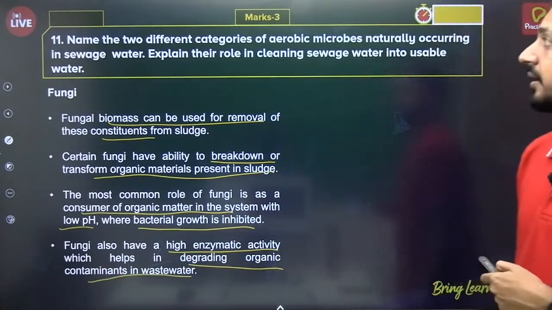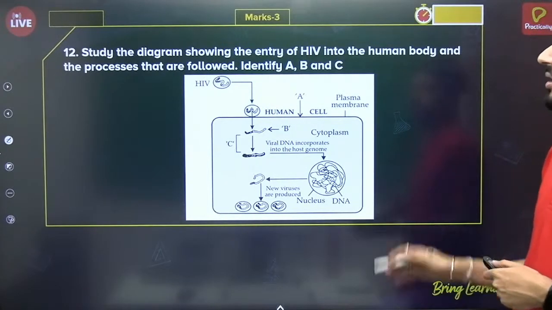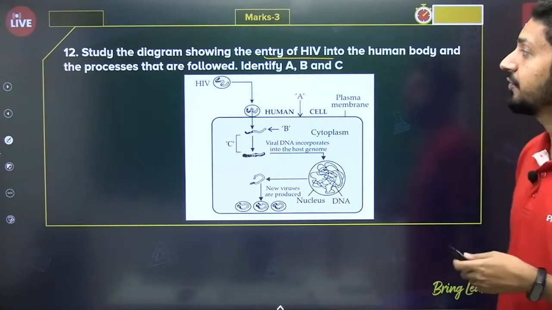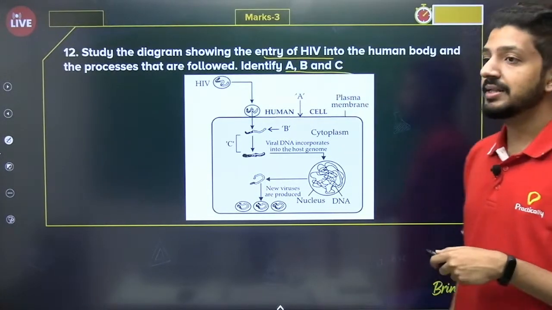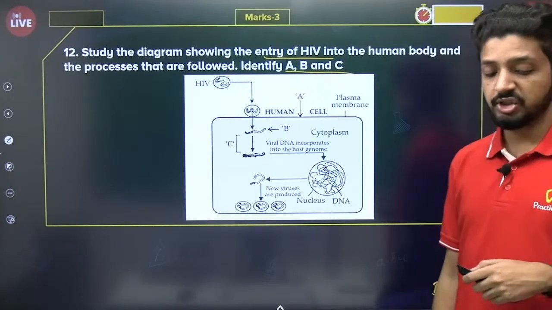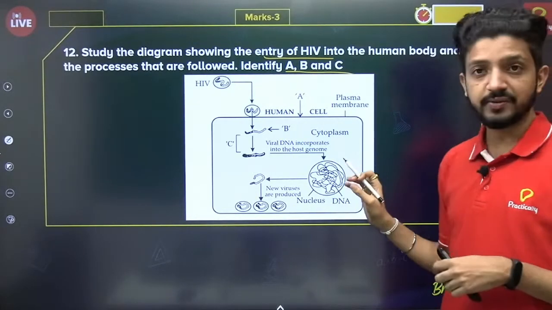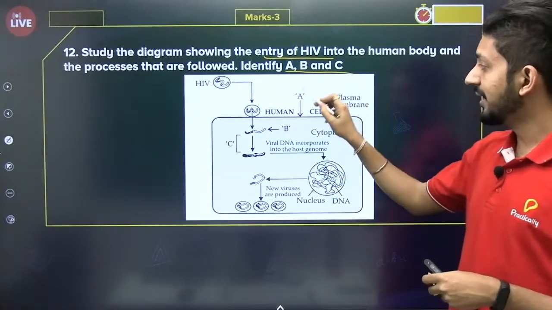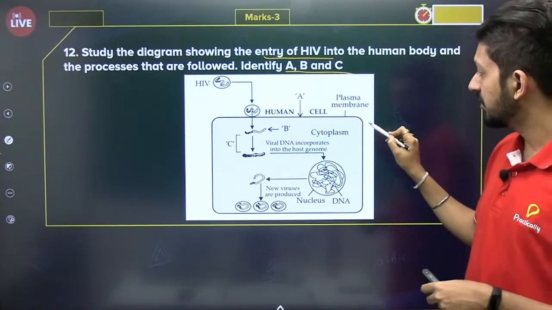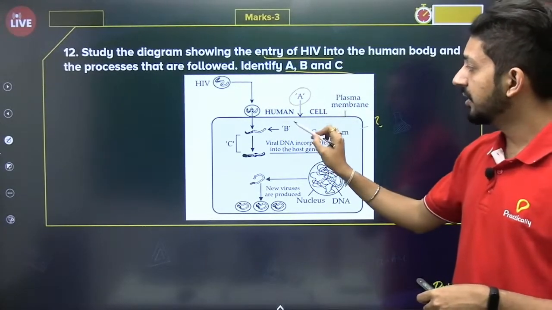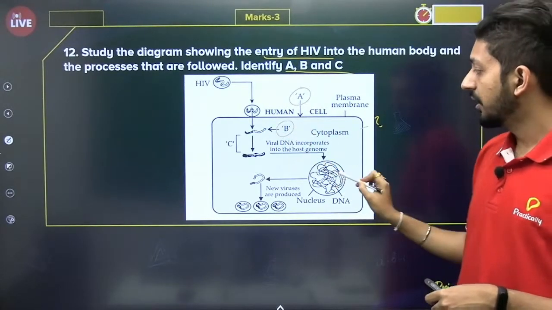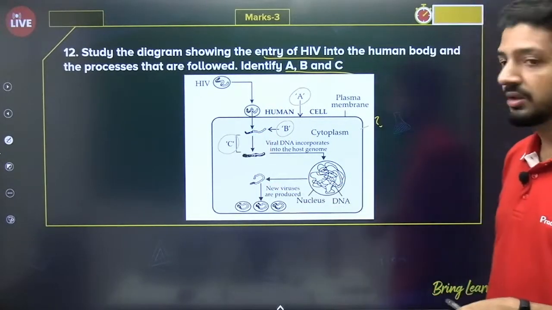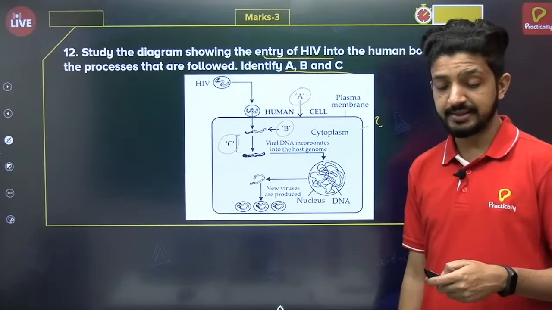Okay. Yes, next question. Study the diagram showing the entry of HIV into the human body and the processes that are followed, and identify A, B, C. So this is a diagram based question in which we have to study the diagram. This is a question from Human Health and Disease, and the diagram shows how HIV infects the cell. There you have to identify what is A, like this cell, then B and C. Where is C? Yeah, this is C. Okay, so let's see the answer.